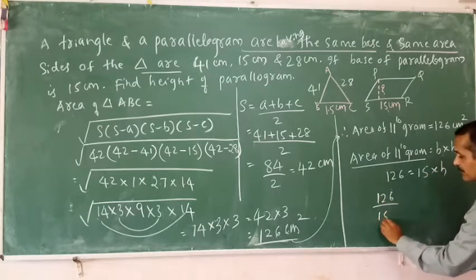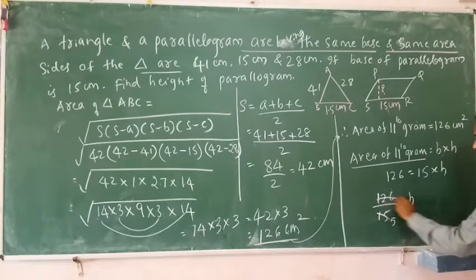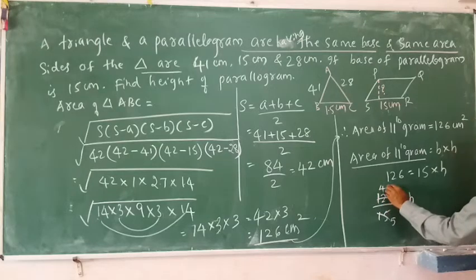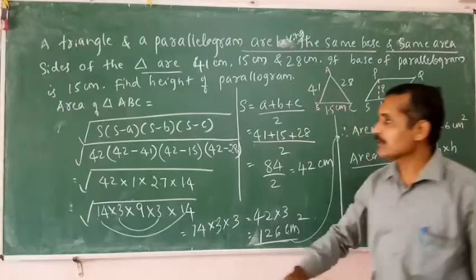126 divided by 15 is equal to the height. 3 5s are 15, 3 4s are 12, 3 2s are 6. Okay. Therefore, h is equal to 42 by 5. 5 8s are 40, 5 8s are 42, 20, 5 4s. The height is equal to 8.4 centimeters. That is the answer.